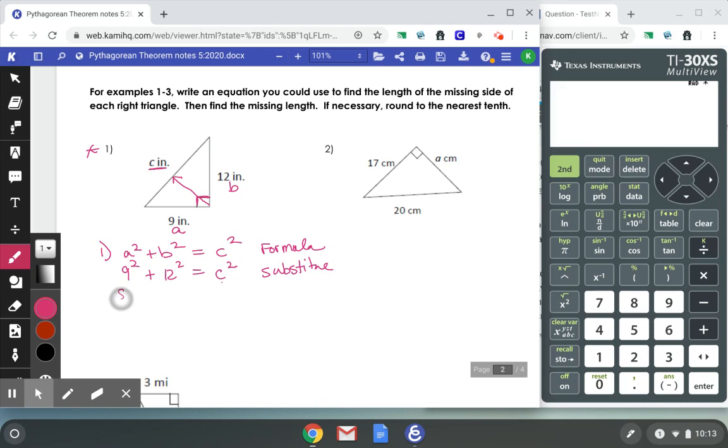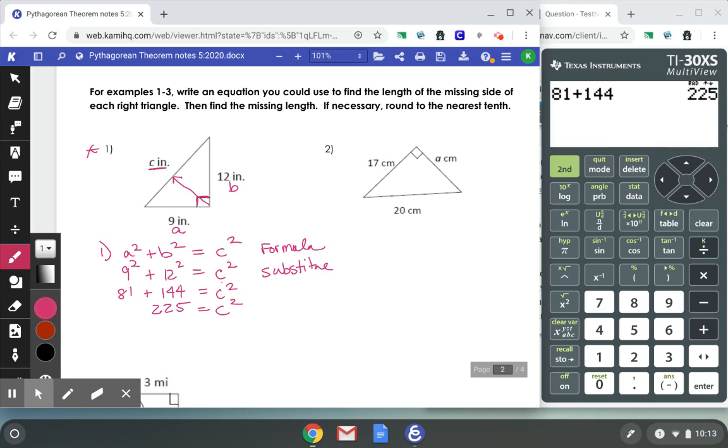The next thing I'm going to do is I'm going to simplify and solve for my variable C. So 9 squared I know is 81. 12 squared I know is 144. And that will equal C squared, okay? All right, I'm going to pop in the calculator. 81 plus 144. And I get 225. So over here, 225 equals C squared.